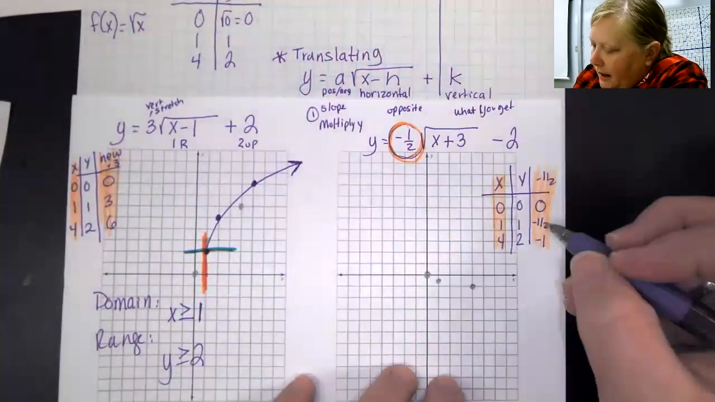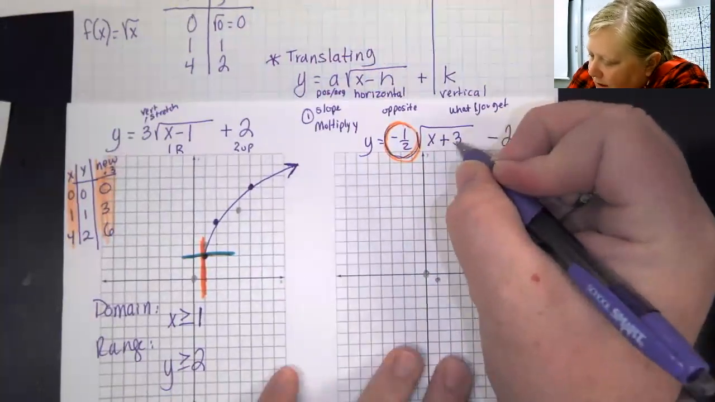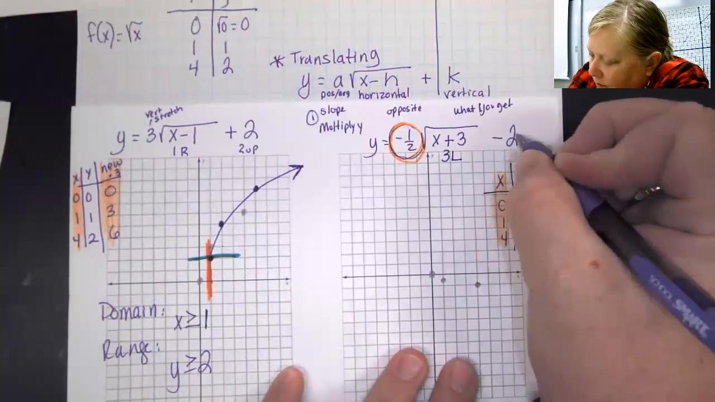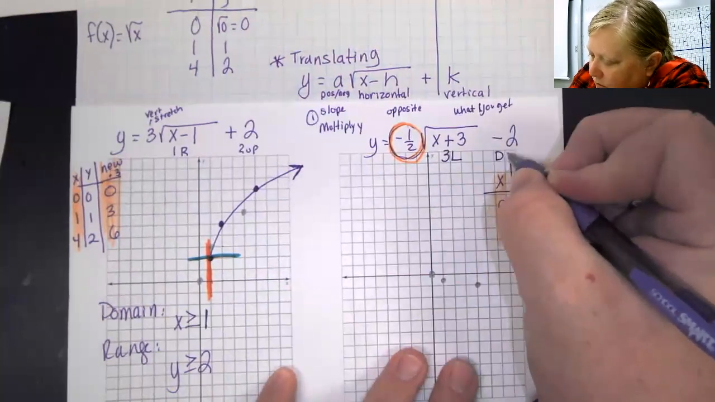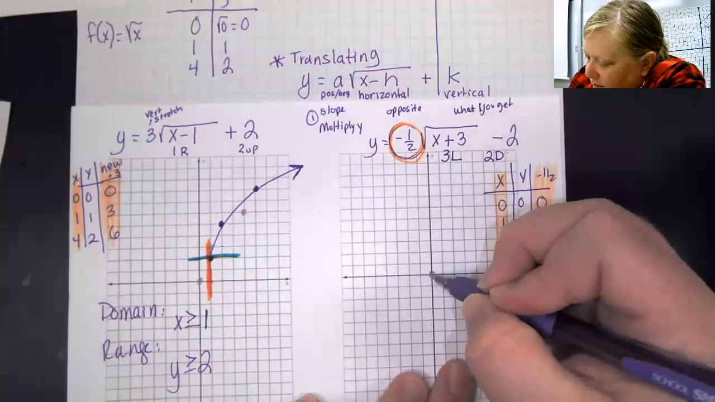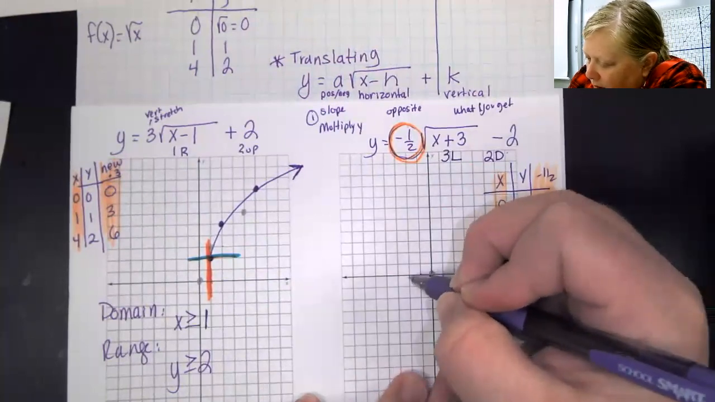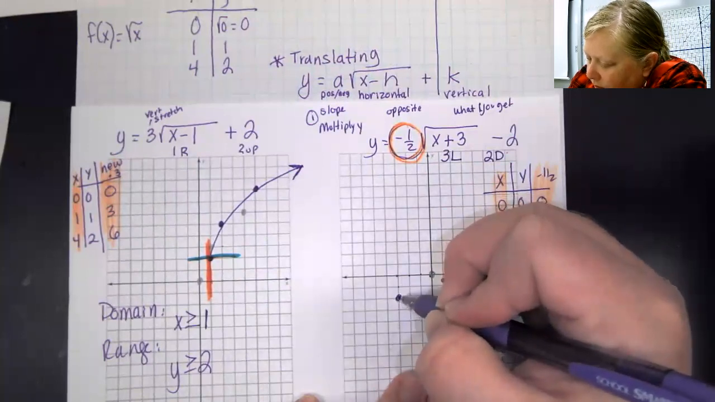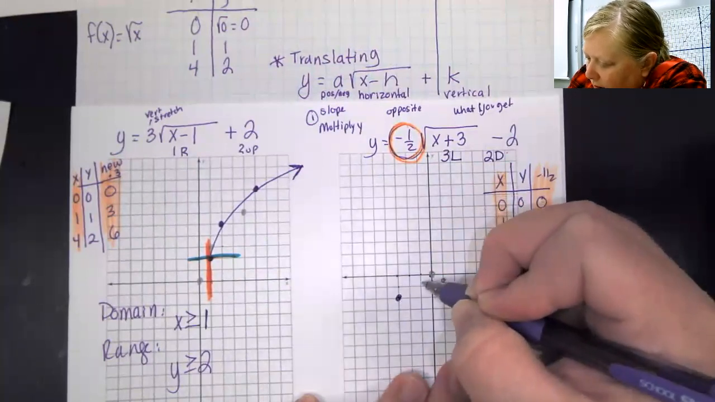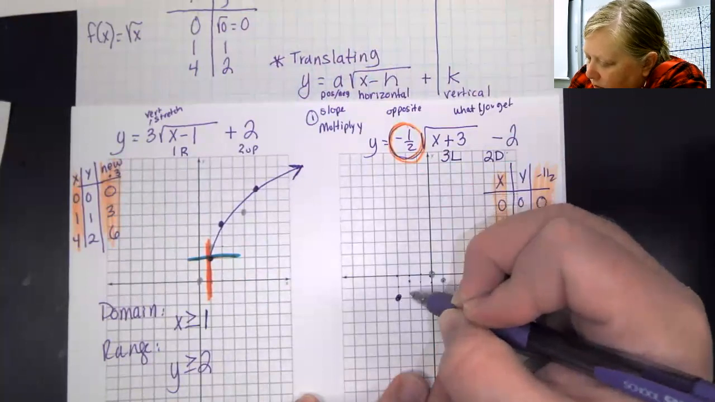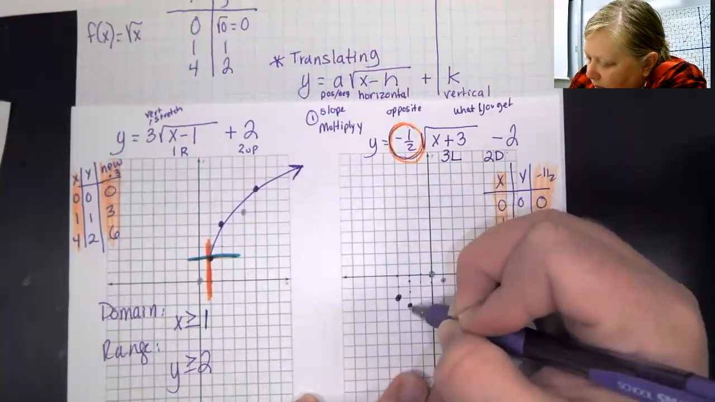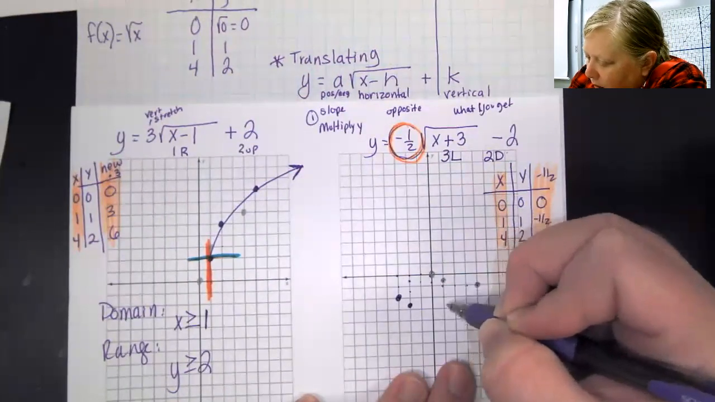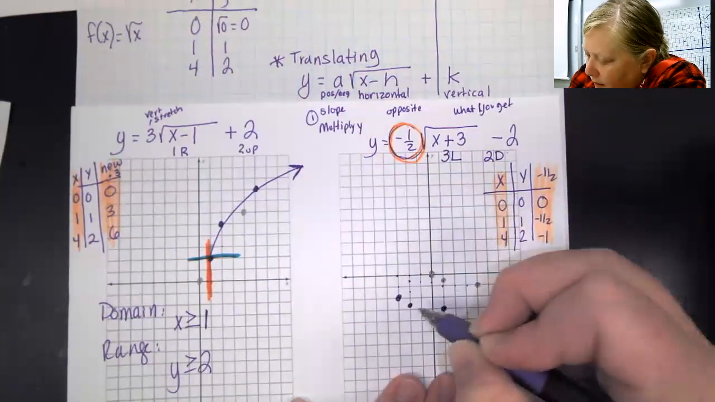Okay, let's translate. Ooh, this is a positive, but think opposite. So that's 3 to the left, and what you see is what you get. So this is 2 down. Here we go, 3 to the left. 1, 2, 3, 2 down. 1, 2. 1, 2, 3, down. 1, 2. 1, 2, 3, down. 1, 2.